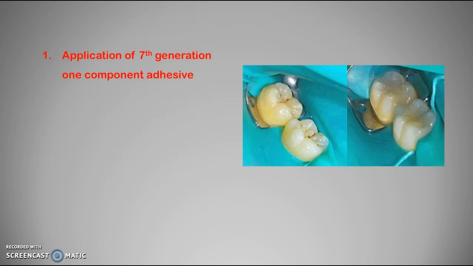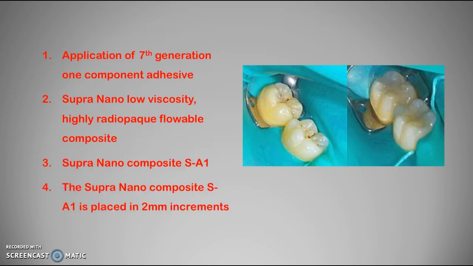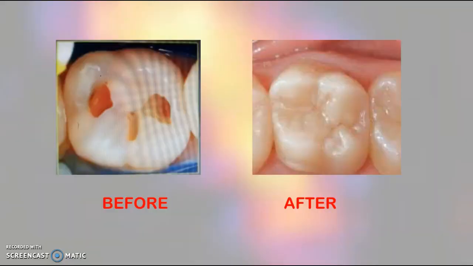So to avoid any issue of sensitivity, a 7th generation one-component adhesive is applied to the prepped cavity. In this specific case, the Supra Nano 7th generation adhesive is used, which has low viscosity. Then a paste composite is used on top of that. In this case, the Supra Nano Composite SA1 was used. The composite is placed in 2 mm increments because curing light does not penetrate any further. This is the before and the after picture of it. Finishing off the case with polishing burrs.